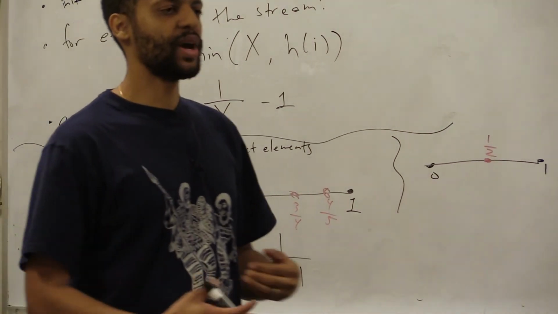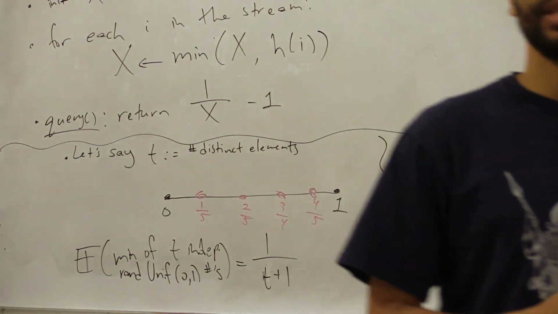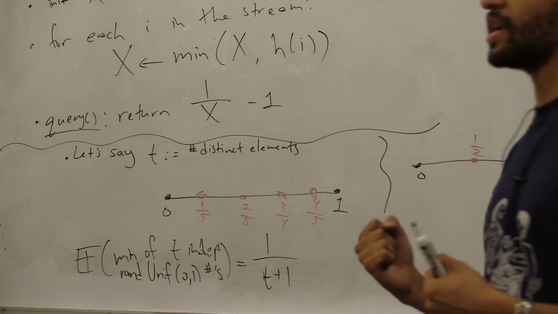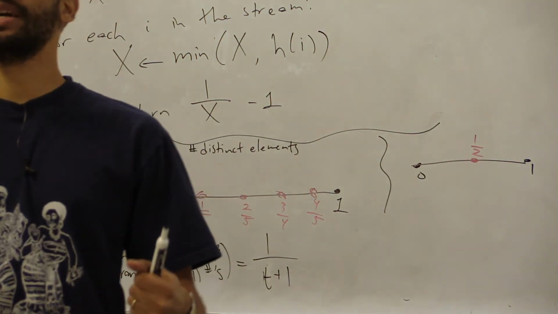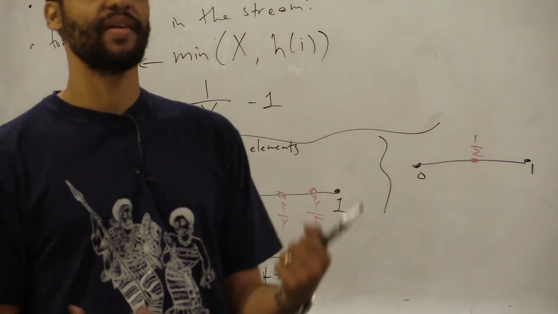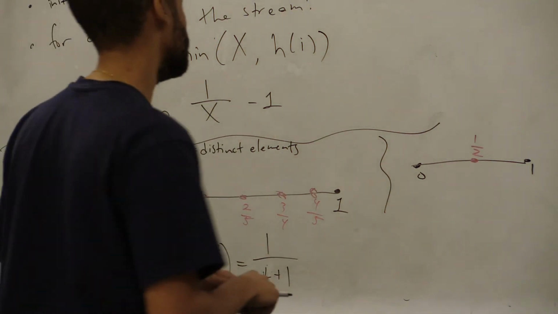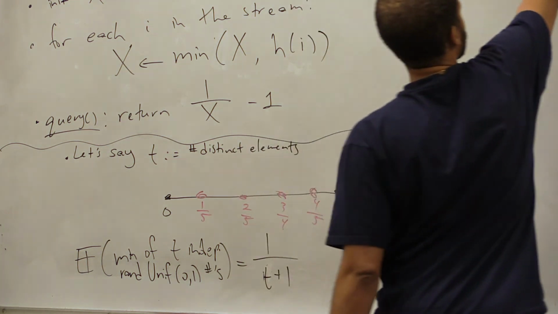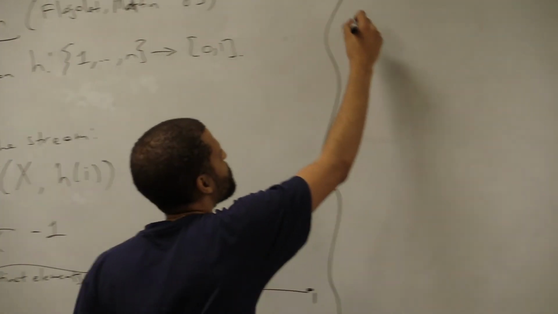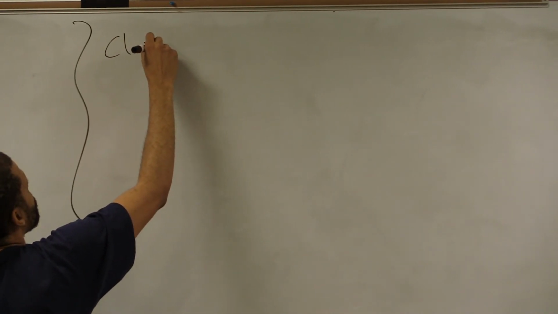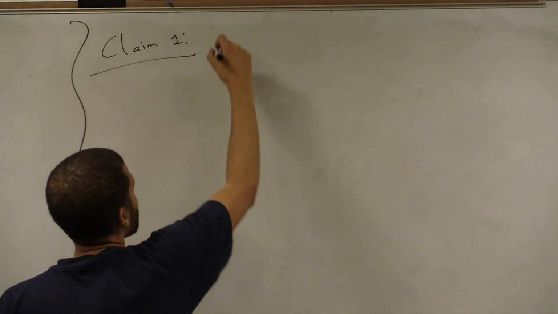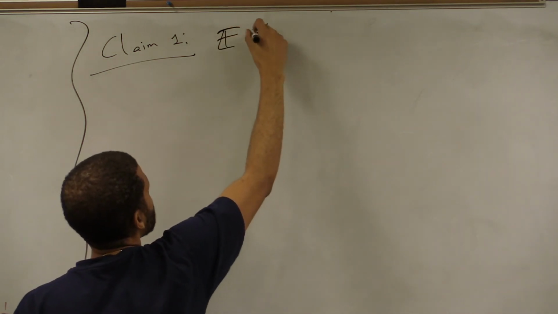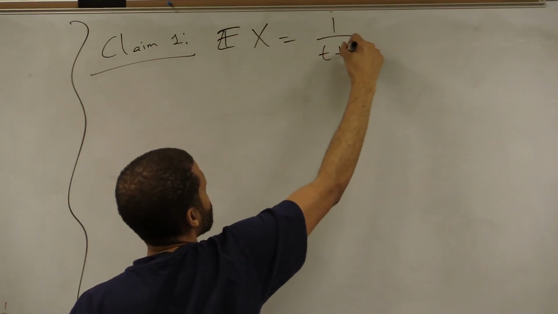So we're basically trying to set up some kind of game here so that we have some random variable we're storing such that from that random variable, we can, using expectations, recover the quantity we actually want to recover. Okay. So let's do a little bit of math here just to show that this thing works out. So claim 1 is that the expectation of x is indeed 1 over T plus 1.